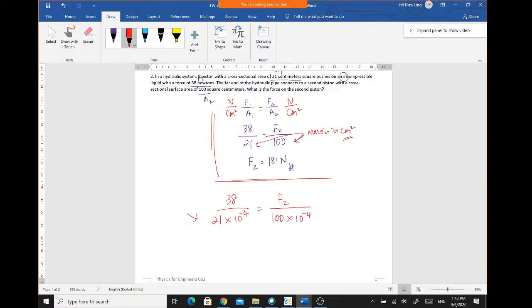This one is when you convert to meter square. And at the end, check with your calculator, you will get 181 also. Okay?